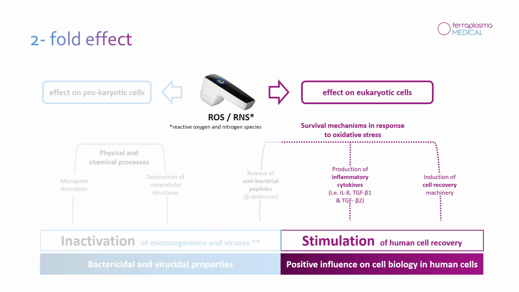So let's move over to the second part of the two-fold effect. CAP also acts on eukaryotic cells, meaning on human cells. Here the reaction to ROS and RONS is different. The cells respond with survival mechanisms against the oxidative stress. They produce, for example, inflammatory cytokines or growth factors. They release antibacterial peptides and induce their own cell recovery machinery. The result is a positive influence on the cell biology, which stimulates human cell recovery.